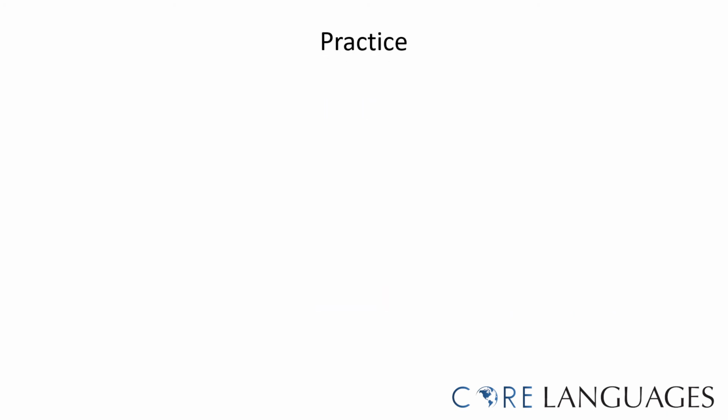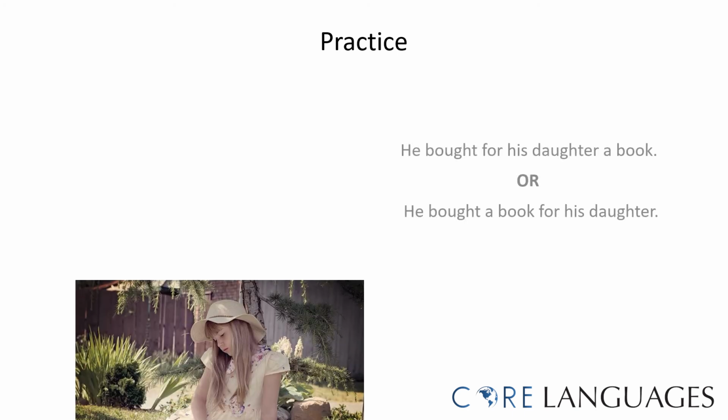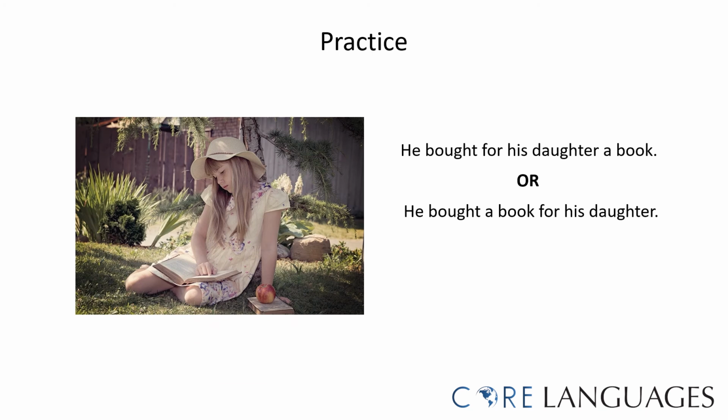Let's look at the following two pictures and try to identify the sentence that follows the correct word order. He bought for his daughter a book, or he bought a book for his daughter. This sentence uses both an indirect object and a direct object, but it also uses a preposition, for, so the direct object comes first. He bought a book for his daughter.